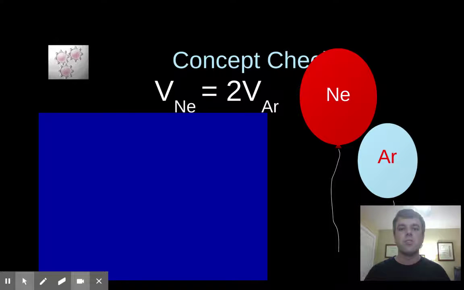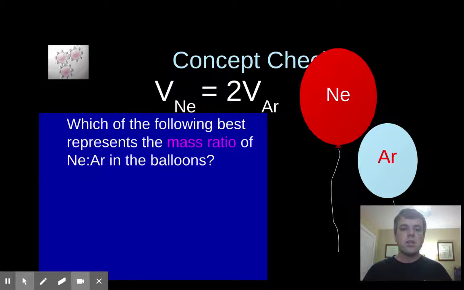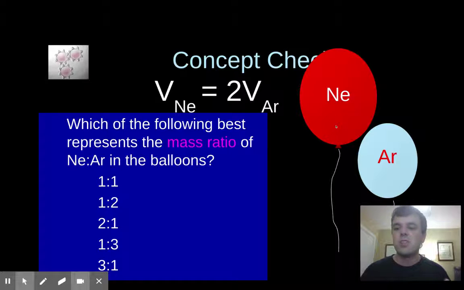Let's look at some more questions. In this one, we have a neon balloon that has double the volume of an argon balloon. And which one represents the mass ratio? So think about this. The answer is a 1-to-1 ratio, because even though neon has twice the volume and therefore twice the number of particles, argon has a molar mass that's twice that of neon. Argon atoms have a mass of 40 atomic mass units, whereas neon are only 20. So you have half as many particles, but they weigh twice as much, so you're going to have the same overall mass, essentially.